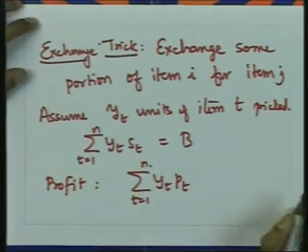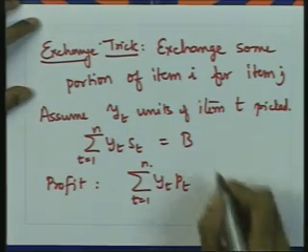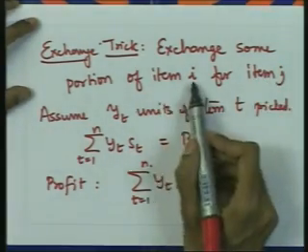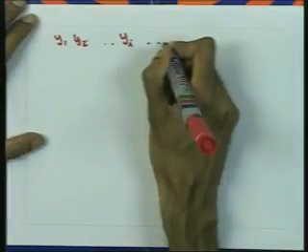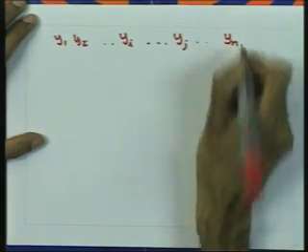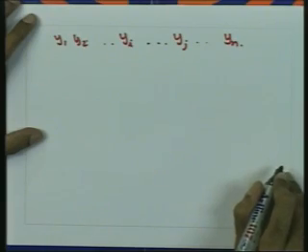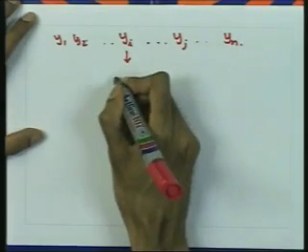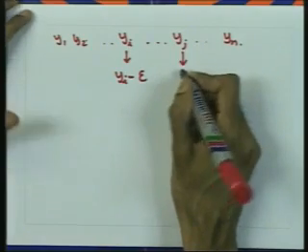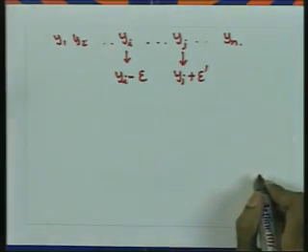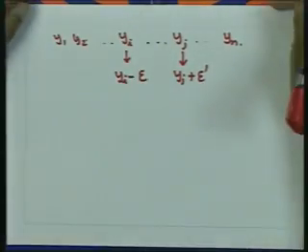Now what would I like to do with this is remove some amount of item i and increase some amount of item j. In my new thing, initially I had y1, y2, somewhere I had yi, somewhere I had yj, yn. Now what I would like to do is make this yi minus epsilon, for some small epsilon, and this I would like to increase by some amount, let's say yj plus epsilon prime. I have replaced some portion of the ith element with some of the jth element.